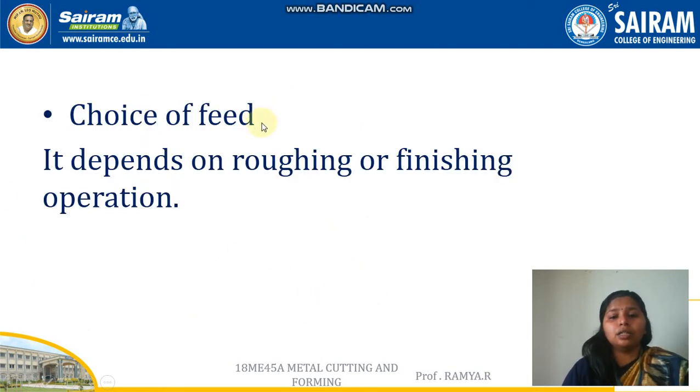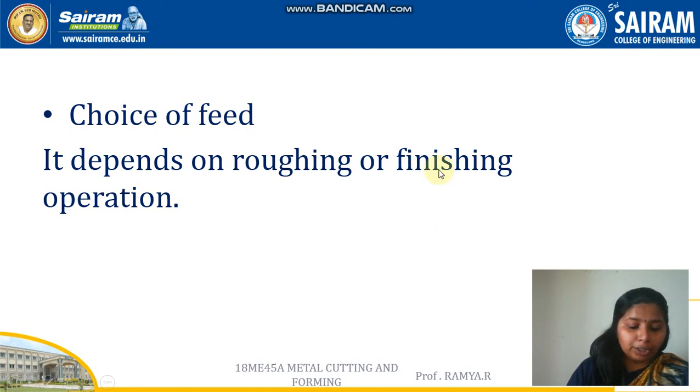So the next one is choice of feed. The choice of feed for economy depends on whether it is a roughing or finishing operation. When a finishing cut is to be taken, the choice of appropriate feed depends upon dimensional accuracy and surface finish. In such a case, the choice of feed is in the hands of the design engineer who has specified the surface finish requirement for the component to be produced.